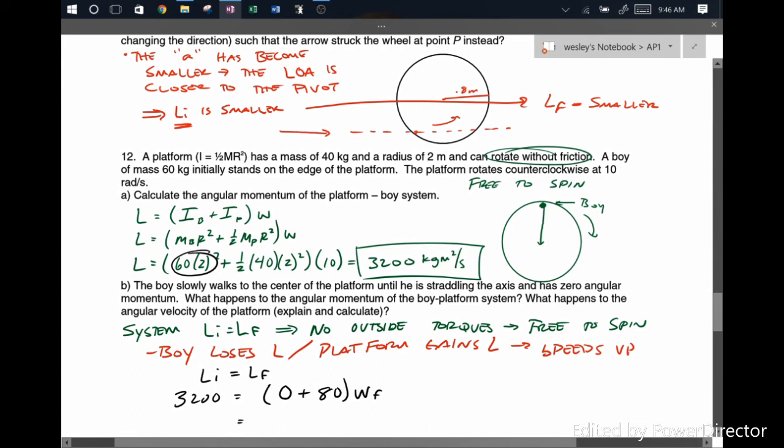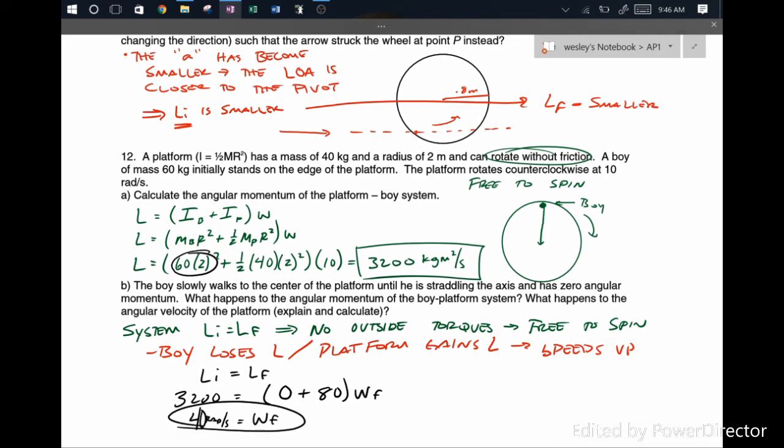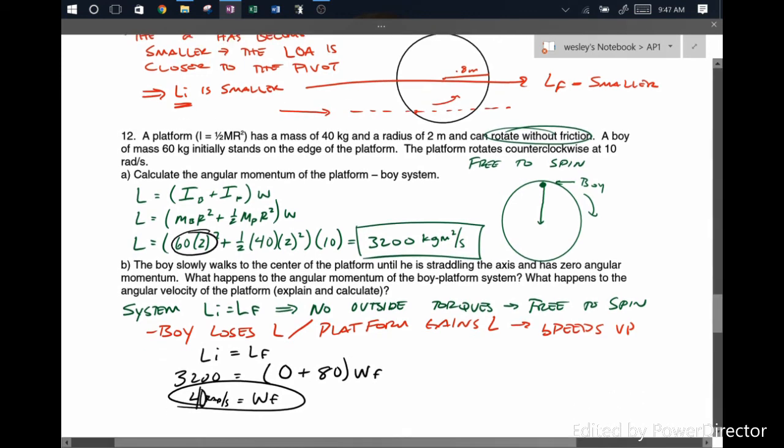What that's going to do, just 3,200 divided by 80, that's going to give me 40 radians per second as the final angular speed. We see that it increases from 10. Because the boy, as he came in, lost angular momentum, the platform gained it.